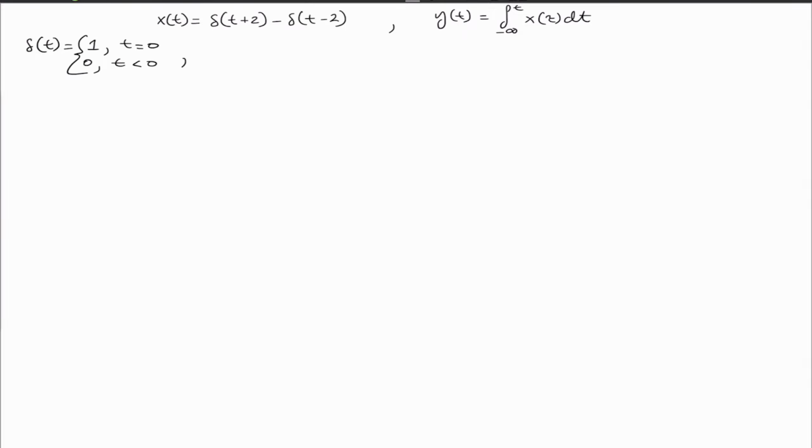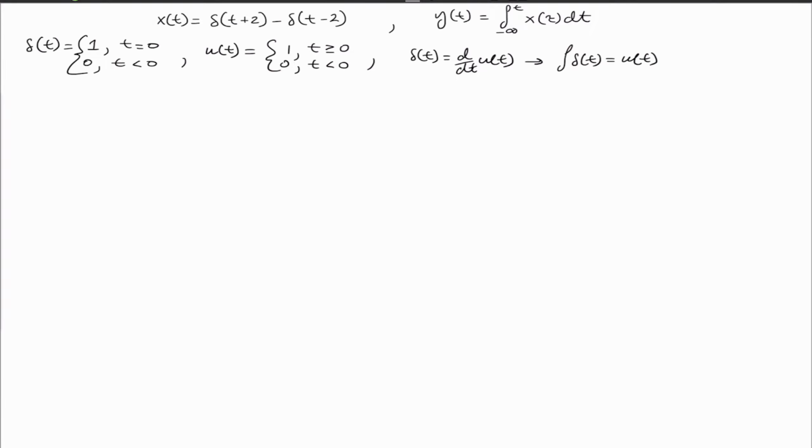We know that if we integrate the unit impulse function, we get the unit step function u of t, which is equal to 1 for t greater than or equal to 0, and 0 for t less than 0. By knowing this, we can see that the unit impulse function is the first difference of the unit step function. So if we integrate the unit impulse function, we end up with the unit step function.